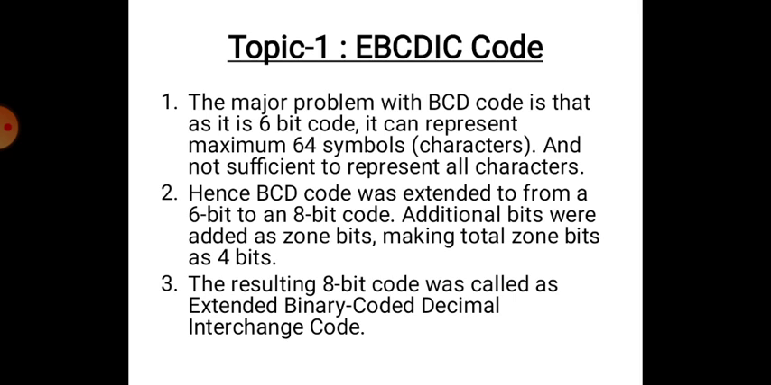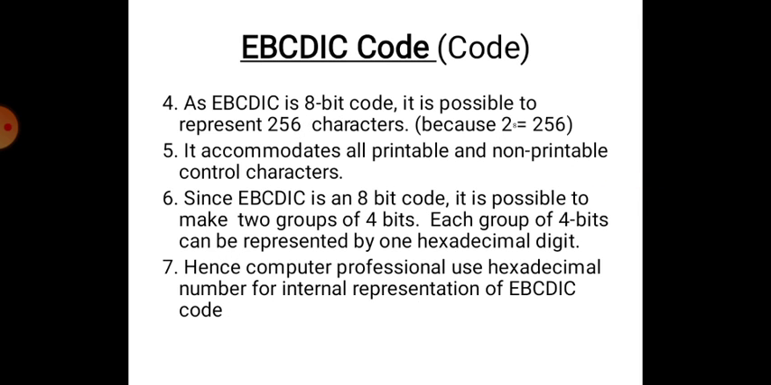Point number 3. The resulting 8-bit code was called Extended Binary Coded Decimal Interchange Code. So note the title: Extended Binary Coded Decimal Interchange Code. Hence every first alphabet is picked from the words and it is called EBCDIC. Point number 4. As EBCDIC is an 8-bit code, it is possible to represent 256 characters because 2 to the power 8 is equal to 256.